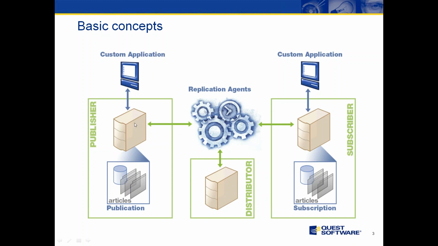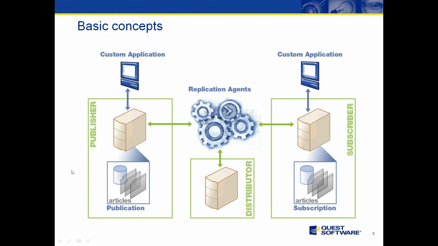The changes happening on your publisher database tables will be captured by your distributor database, and the distributor database will send those transactions onto your subscriber database. So this is the overall basic architecture of replication. To configure replication, we need at least two servers. One server is for the publisher and the other server is for the subscriber. But what about the distributor? You can use your publisher server itself as a distributor.